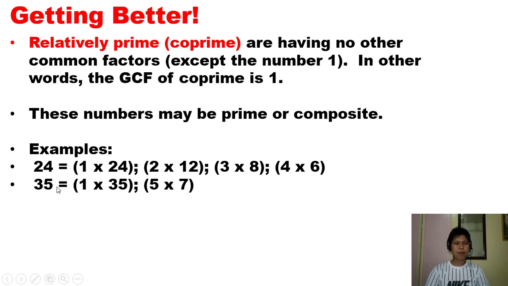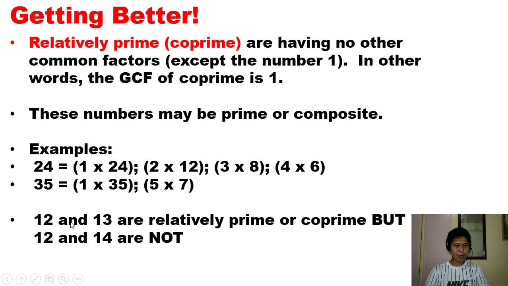Yan ang mga co-prime. At kung titingnan natin, silang dalawa ay mga composite numbers. Okay, kasi maraming factors, more than 2 factors. So, composite numbers sila pero relatively prime or co-prime. Okay? Another example, we have 12 and 13. This is a composite number. This is a prime number. Pero, co-prime sila, kasi nga, ang common factor lang nila is only 1.